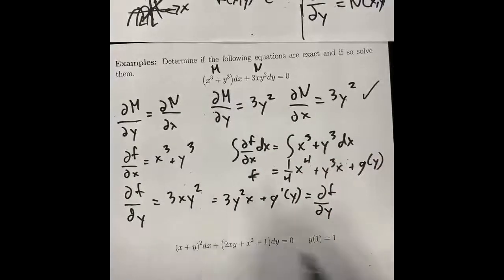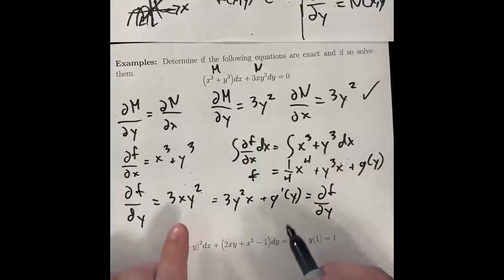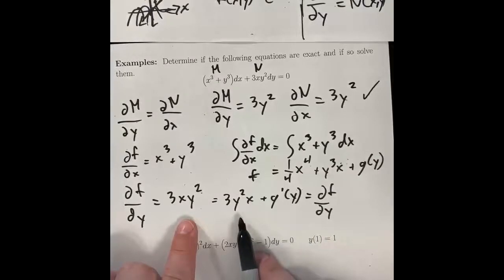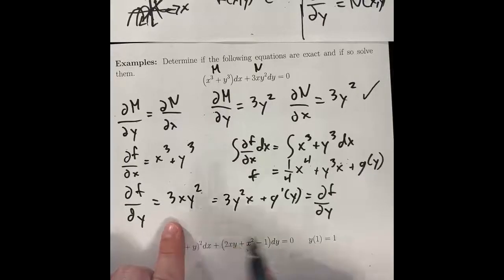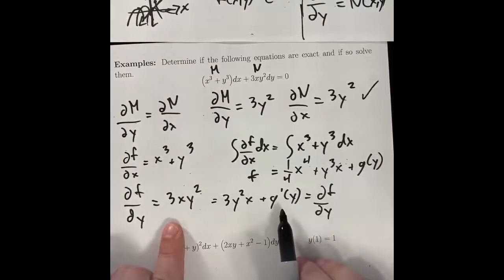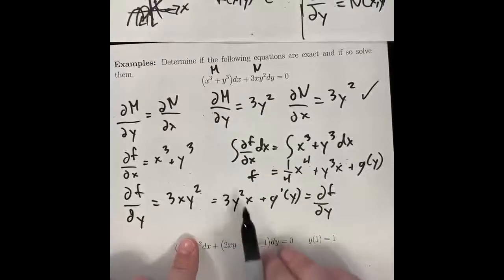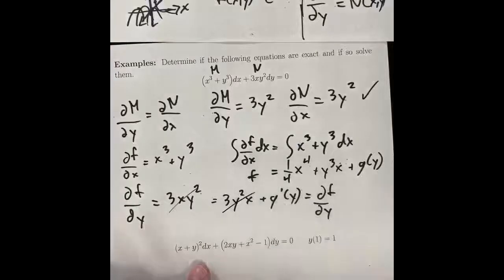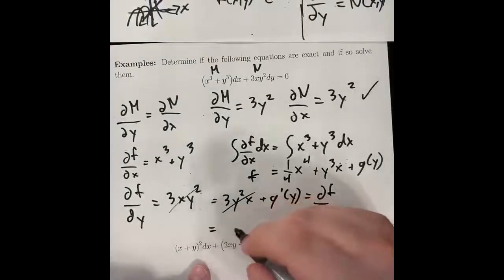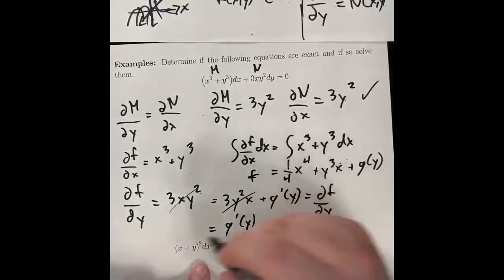All right, and so what should happen is you should get some terms that are the same. There should be some terms that are the same, and then whatever's left over here is what we're looking for, g prime of y. So it turns out that 3y squared x, these are the same. So these we can subtract from each side, they go away. And so we have g prime of y equals 0.